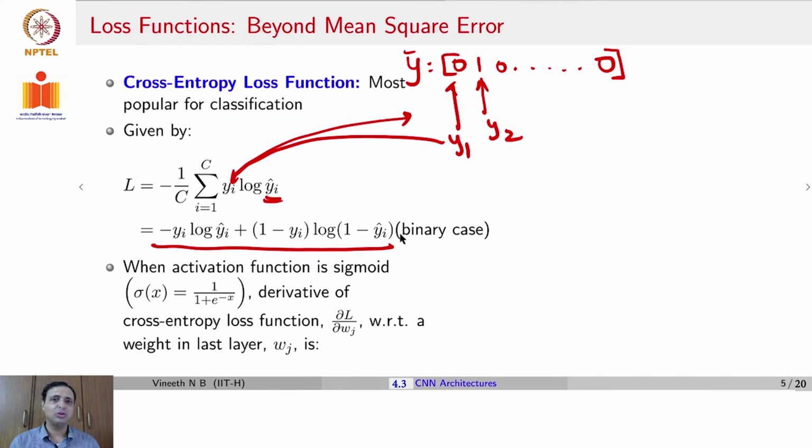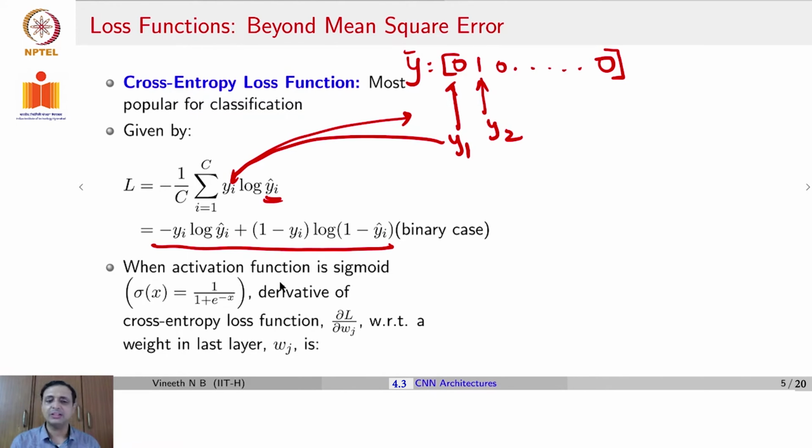Now, if we introduce a new loss function, the first thing to check is whether it's differentiable. By looking at it, one can say that cross entropy is definitely differentiable. And then, what are its gradients with respect to a weight in the last layer? Because once we get that, we can propagate it further through earlier layers, through whatever we have discussed so far.